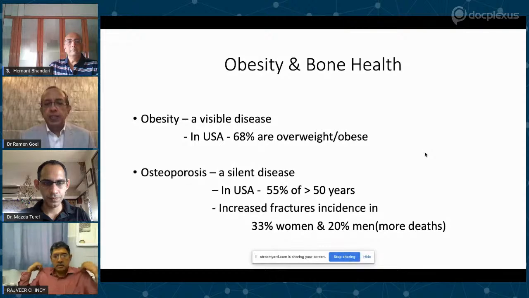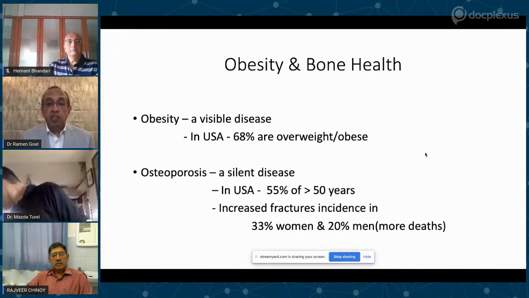So obesity per se is a visible disease. It's a very common disease worldwide. We had done a survey somewhere in 2002, 2003 through Bombay Hospital in Mumbai, and we found almost 70% of working-class people in Mumbai are overweight, which is almost at par with what we see in the USA. Compared to that, osteoporosis is a silent disease because you don't see your bones getting weak. We don't have much Indian data, and I'll ask my experts about it. But in the USA, almost 50 to 55% of people above 50 years have osteoporosis. And this leads to increased fractures and increased falls. Though women have more fractures, more men die because of these fracture-related problems.